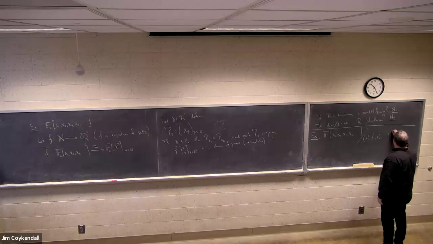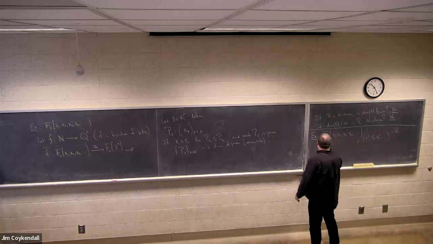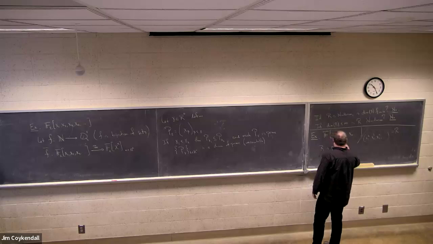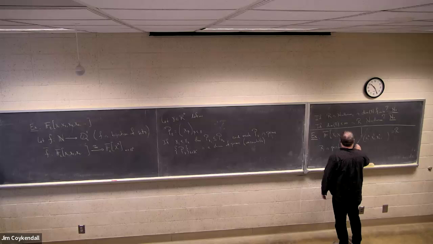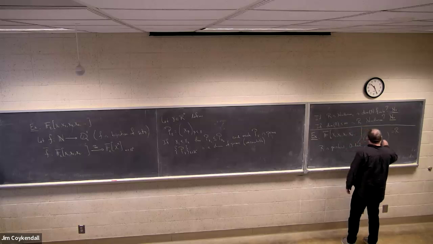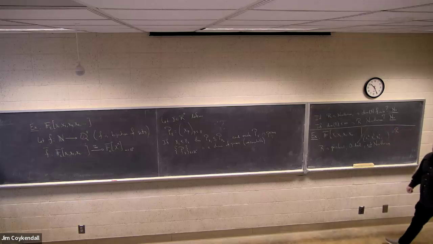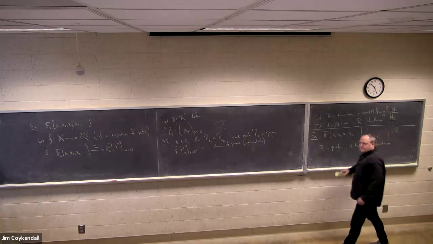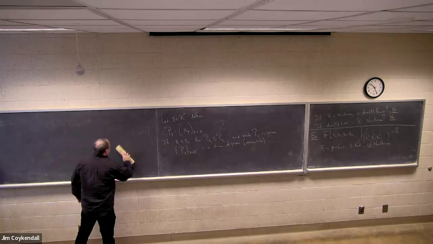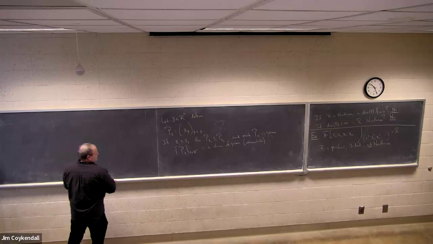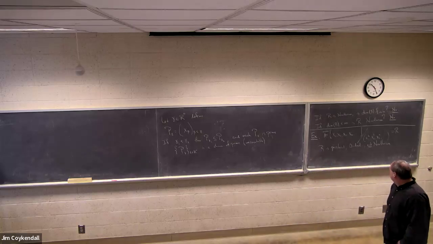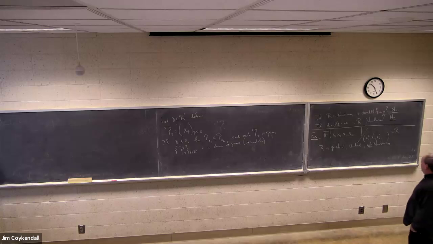I claim, I'm going to call this R, R is quasilocal, zero dimensional, not Noetherian. The maximal ideal is generated by all of x1, x2, x3, and so on. Yeah, that's right. So let's go through this.